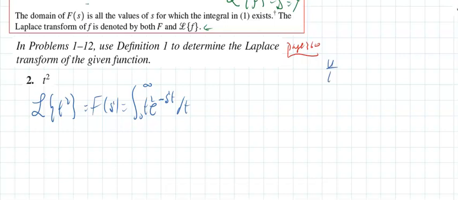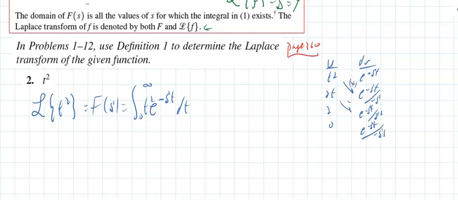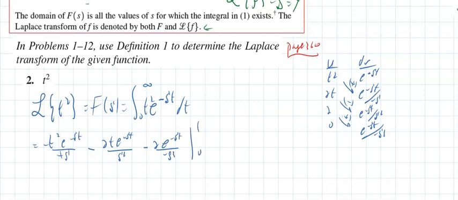If I let u equal t squared, take a derivative, another and another, dv is e to the negative st. If you integrate, again, and if you integrate again, and if you recall, this is going to be negative t squared e to the negative st over s, minus 2t e to the negative st divided by s squared, minus 2e to the negative st divided by negative s cubed, and that's going to be evaluated from 0 to b, taking the limit as b approaches infinity.